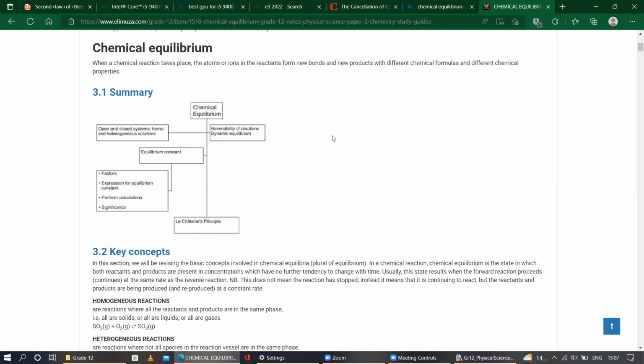But volume also indirectly affects the chemical equilibrium. So can you repeat that? Sorry. Volume indirectly affects the chemical equilibrium.